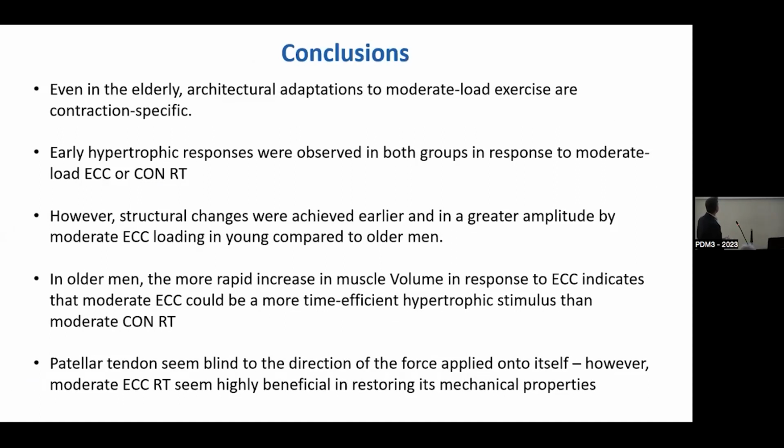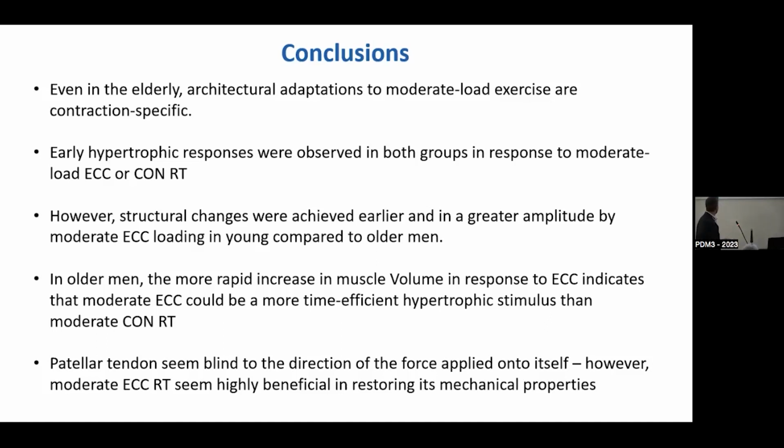So, in conclusion, even in the elderly, architectural adaptations to moderate load exercise are contraction specific. Early hypertrophic responses were observed in both groups and at both ages. Structural changes were achieved earlier and at greater amplitude by moderate eccentric loading in young compared to older men. But also, in older men, we saw a more rapid increase in muscle volume at 4 weeks in response to eccentric moderate resistance training rather than concentric, suggesting that this modality of training could be more efficient, more beneficial in the short term.